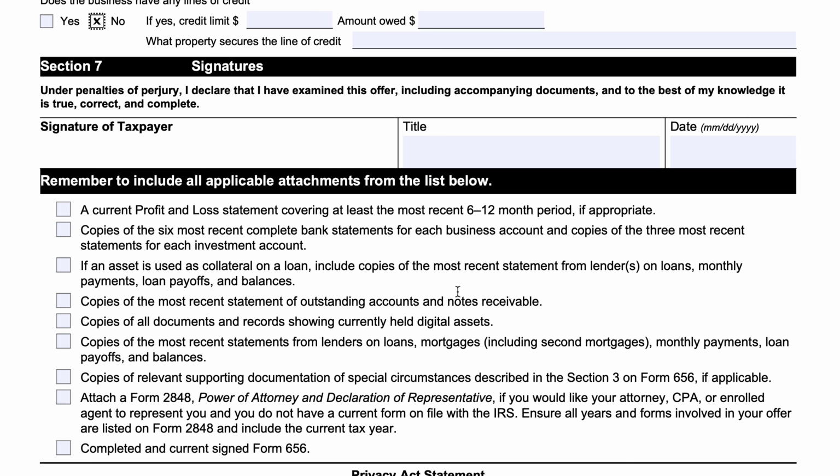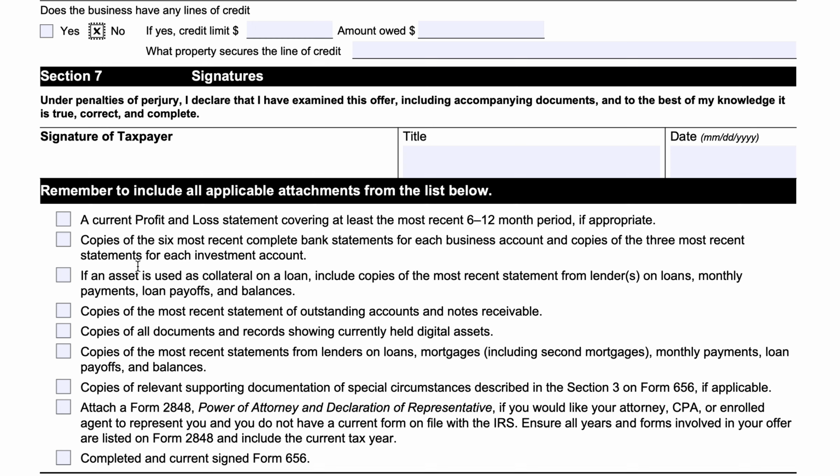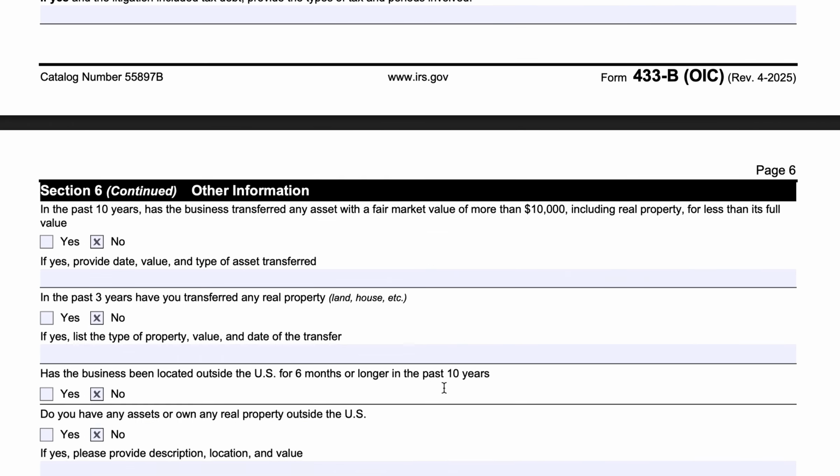And then at the bottom here, you've got a good checklist of all the attachments that you'll need to provide. A P&L statement, the 6 most recent bank statements for each business account, copies of the 3 most recent statements for each investment account. If assets were used as a collateral for loan, then you would need copies of loan statements, outstanding accounts and notes receivable, digital asset records, mortgage statements, supporting documentation for special circumstances as outlined in Section 3 of the Form 656.